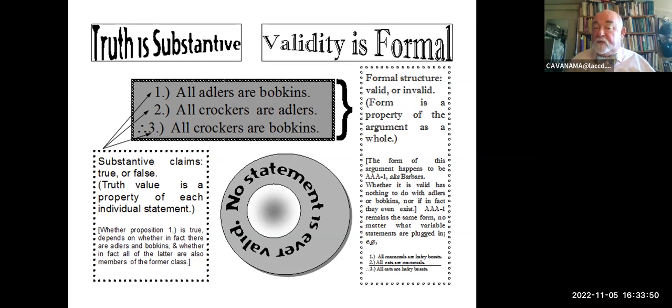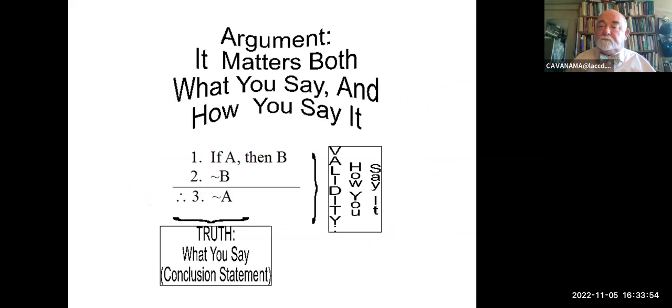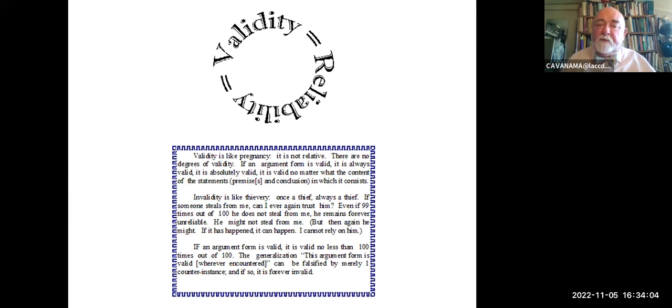Validity is a formal property, a property of the argument as a whole. In argument, it matters both what you say and how you say it. Validity is about how you say it. Truth is about what you say. Think of validity like reliability. Validity is like pregnancy. It's not relative. Can you be 99% pregnant? No. You can't be 99% valid either.